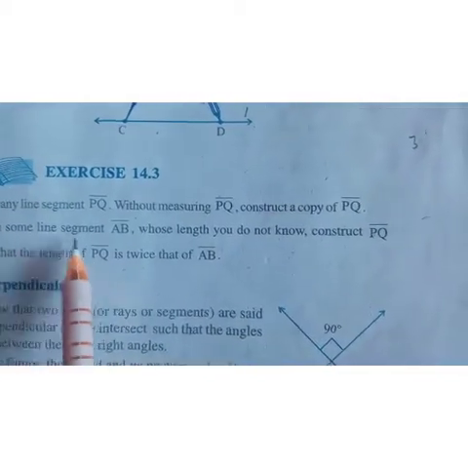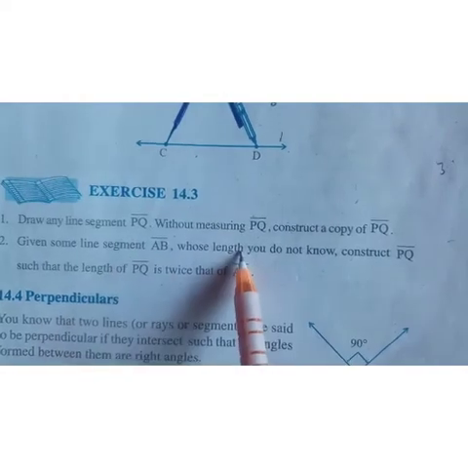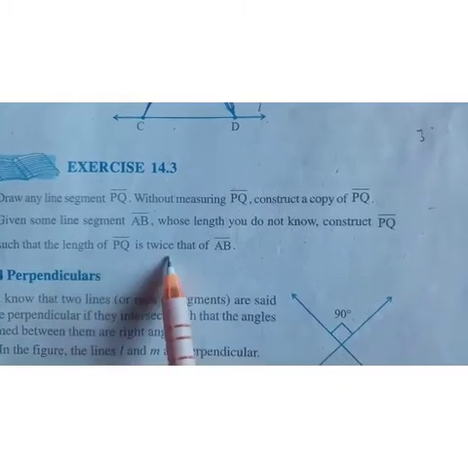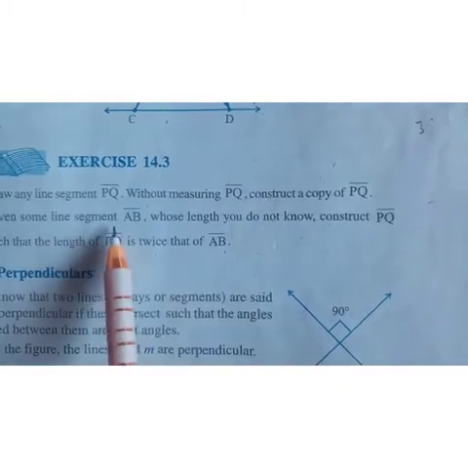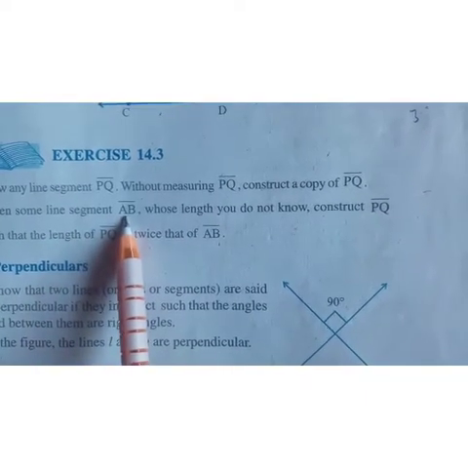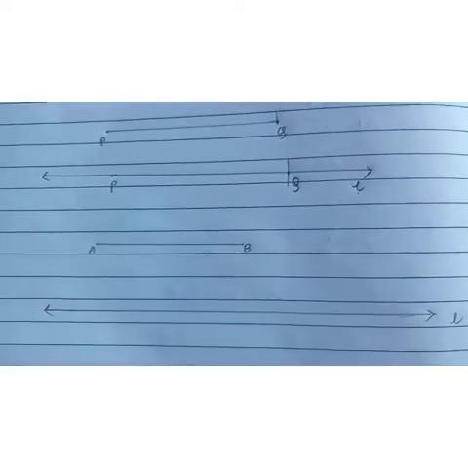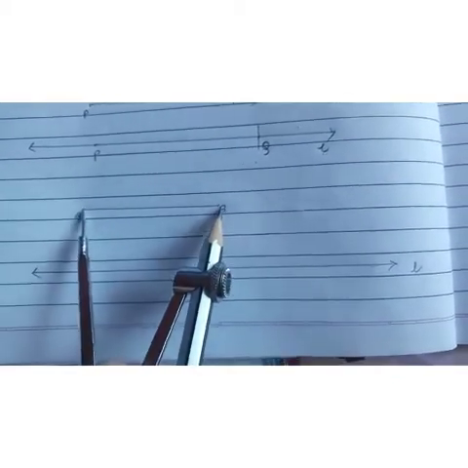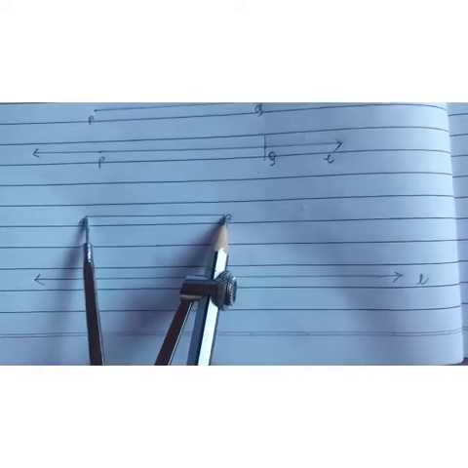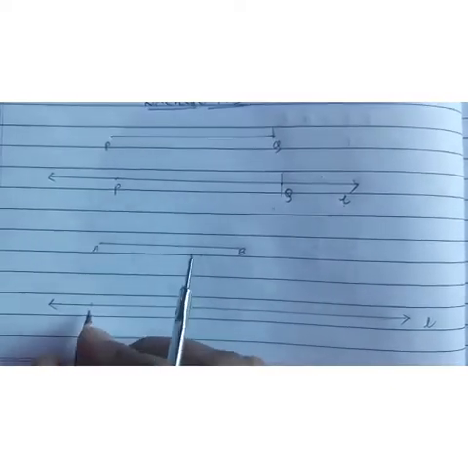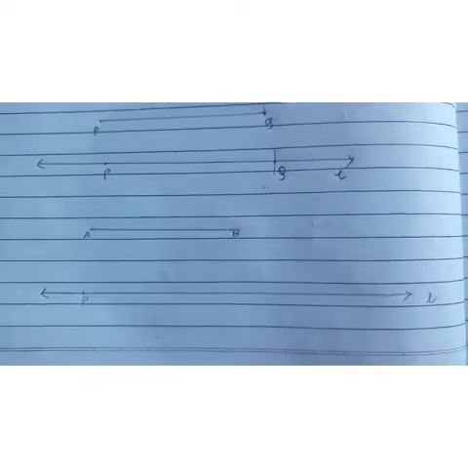Question number 2. Given some line segment AB whose length you do not know, construct PQ such that the length of PQ is twice that of AB. So first draw a line segment AB of unknown measurement. So children, I have drawn a line segment AB. Now after that, to find the copy of this, what you have to do? Draw another line L. Now with A as center, adjust your compass such that you get the exact measurement of AB, and now here with any point on the line you want PQ, and PQ should be twice of this.